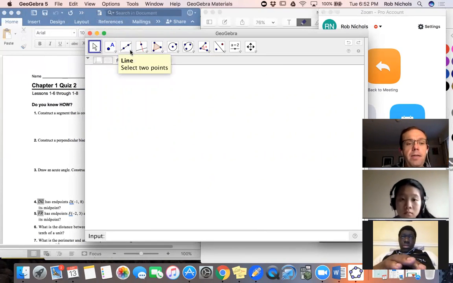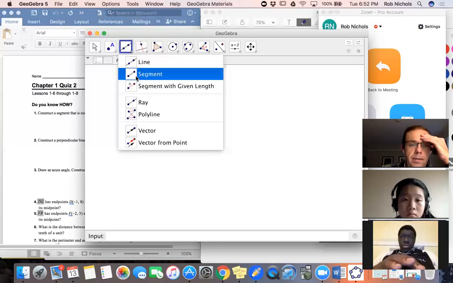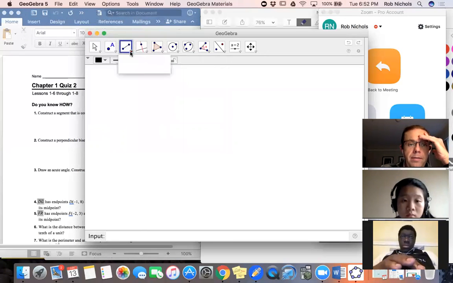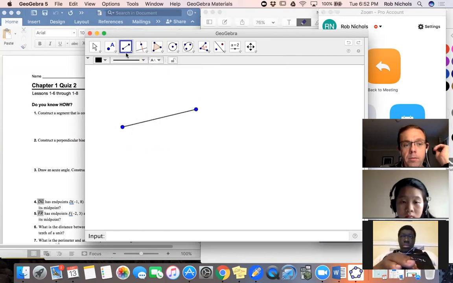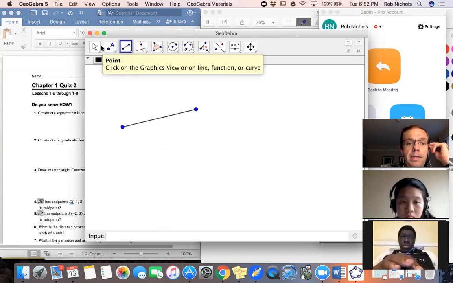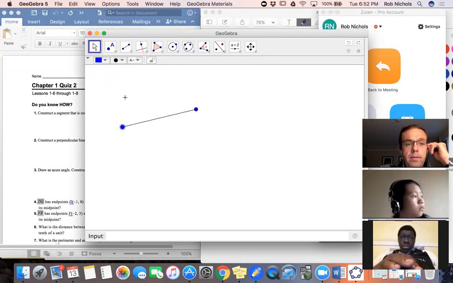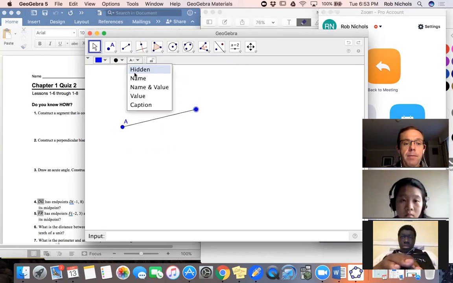We're going to construct a line segment. So if I want to construct a line segment, I just pick the line segment tool. I drop a dash, I drop another dash, and there I go. Now, I can label points by giving it a name, and I can label another point by giving it another name. And there we go. There's my segment AB.